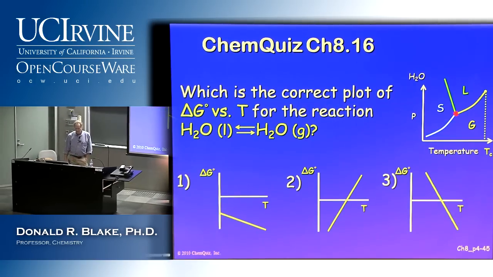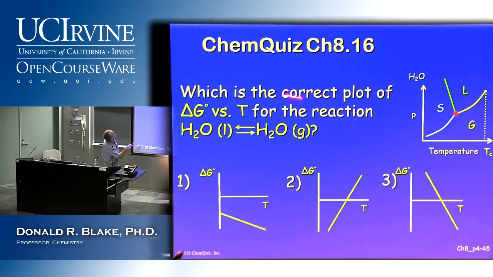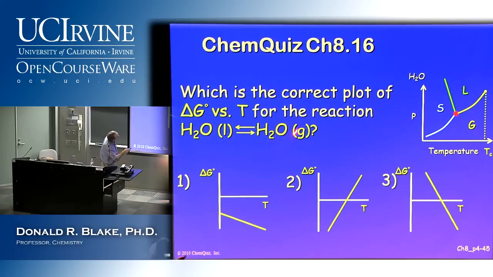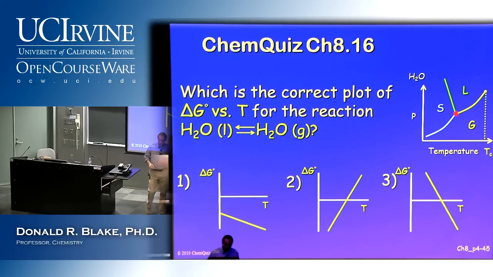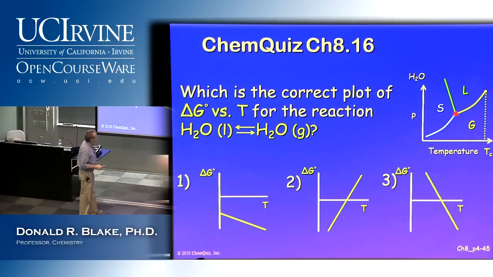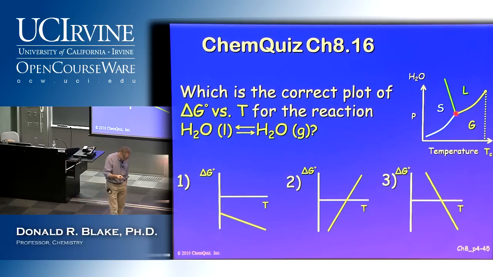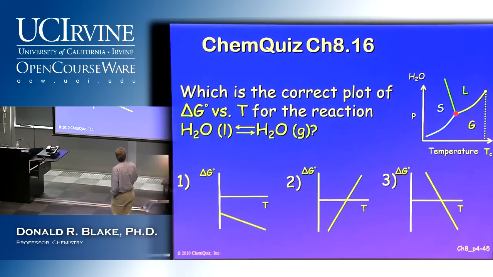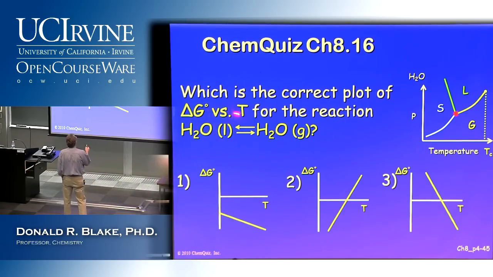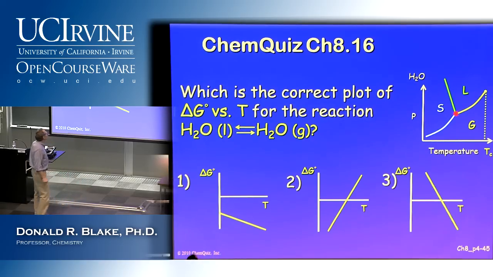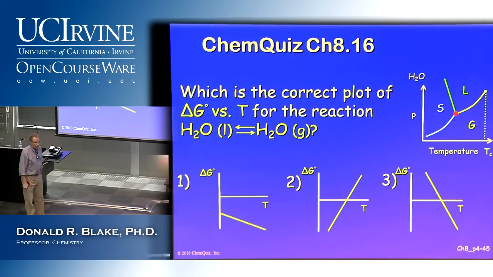Okay, which is the correct plot of delta G versus temperature for the reaction water liquid to water gas? Okay, water liquid to water gas. And this is the triple point. Triple point is where you have all three of them together. You can have a little bit of gas, a little bit of liquid, and a little bit of solid. Okay, so we're right here. What is the delta G versus temperature for that plot right there? Liquid to gas.